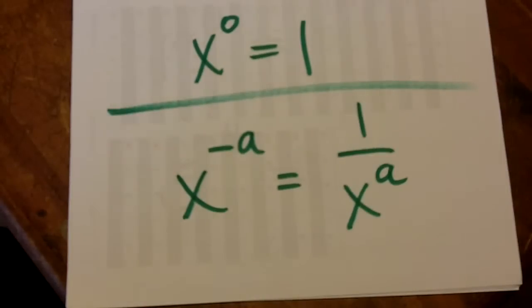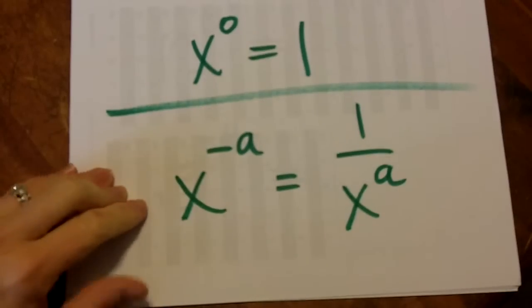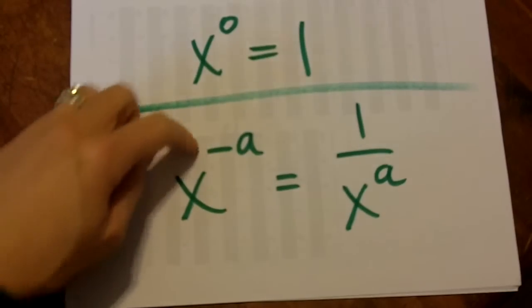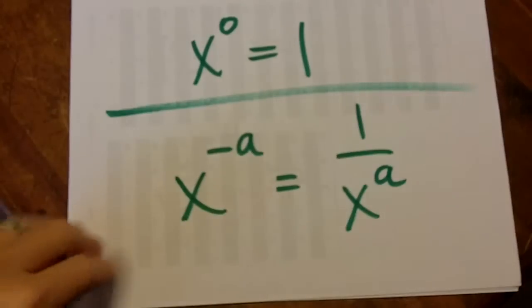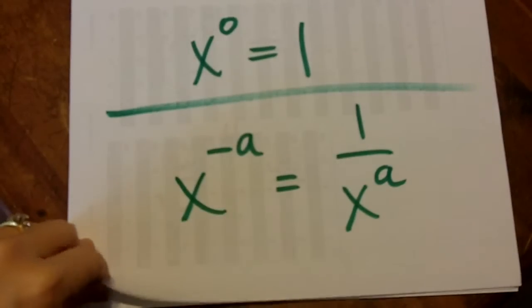Then we learned about 2 rules. And don't worry, we still have 2 more laws to learn or remember. Our 2 rules were that if you have anything to the 0 power except for 0, it equals 1. And we also learned the definition of a negative exponent. So if you had x to a negative exponent, it's going to be the same thing as 1 over x to that same exponent, but no longer negative.